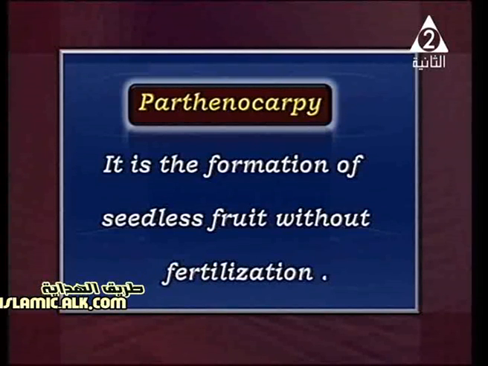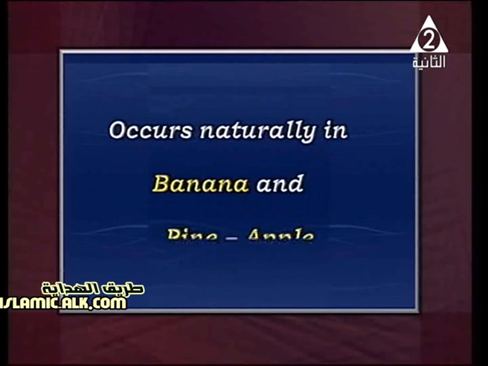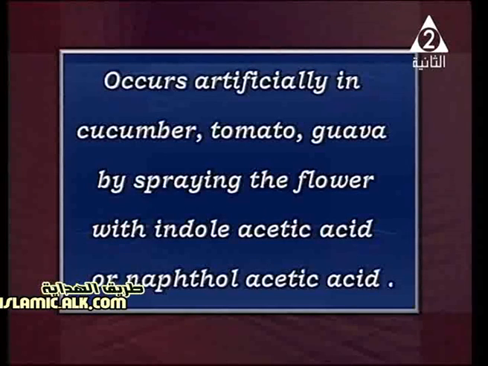This type of fruit, we call it what? Parthenocarpy. This is the formation of seedless fruit. We can form fruit without seeds and without fertilization. And it occurs naturally in banana, pine, and also in apple. And we can do it artificially in cucumber, tomato, and guava, by what?